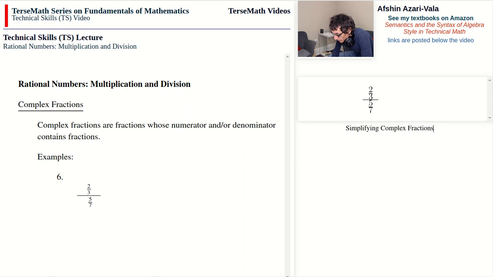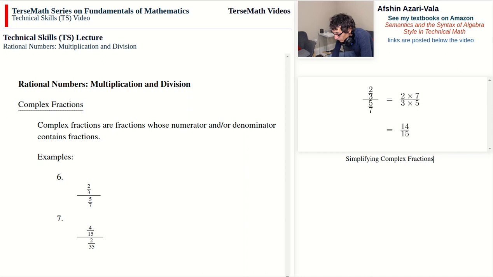Okay, now let's take a look at the problem that we are working on. 2/3 divided by 5/7, and so this becomes equal to, we multiply 2 and 7, we place that on top, then we multiply 3 and 5 and we place that down. Nothing reduces, and therefore we get 14 over 15. All right, next we have 4/15 over 2 over 35.